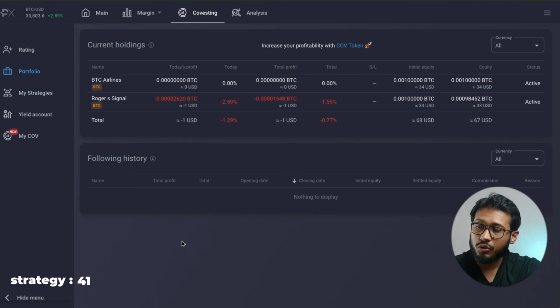As you can see with my portfolio, I have 2 strategies active. I'll probably add another one and see how this works for me in the next couple of months, and I'll try to make a follow-up video and see how much profit I have gotten from these strategies.